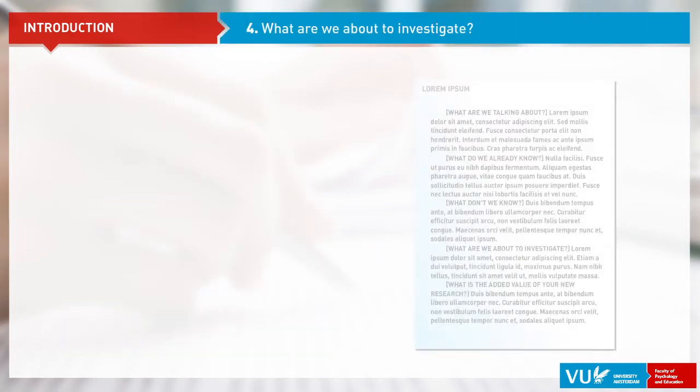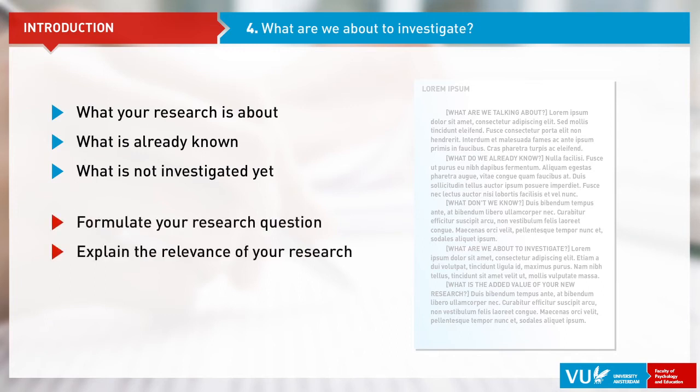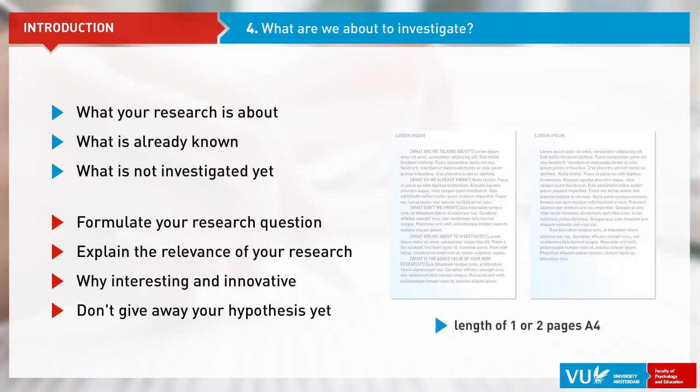What are we about to investigate? Thus far, you have explained what your research is about, what is already known, and what is not investigated yet. In this part, you formulate your research question and explain the relevance of your research. The scientific and social relevance exists of an explanation why your research is interesting and innovative. Don't give away your hypothesis yet. The total length of your introduction is 1 or 2 pages A4.